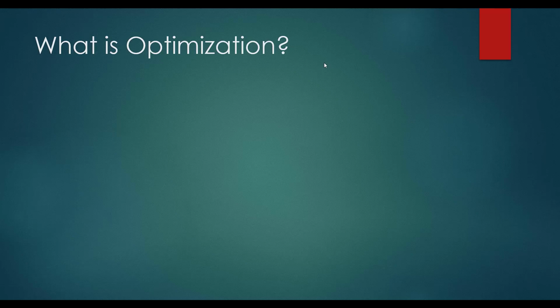Hello and welcome back to this course. We just want to talk about optimization. Since we want to solve some optimization problems via metaheuristics, we have to know about this terminology, because it is quite critical and important for our course.